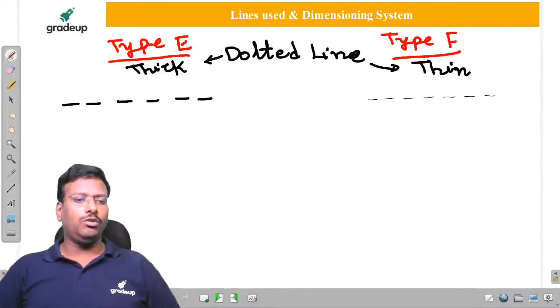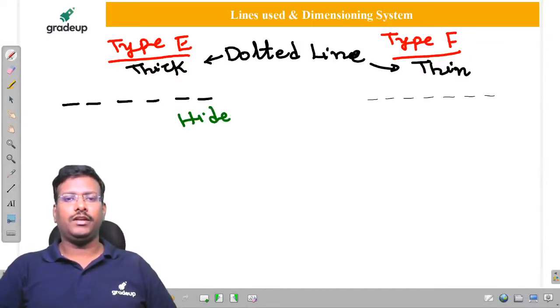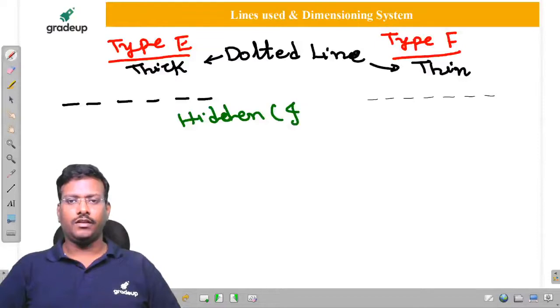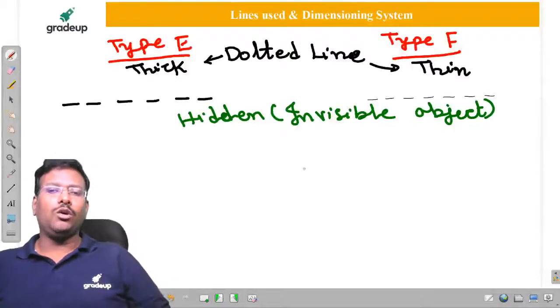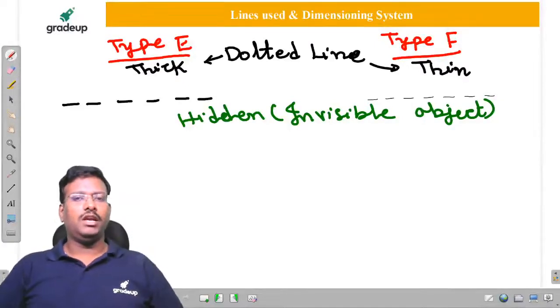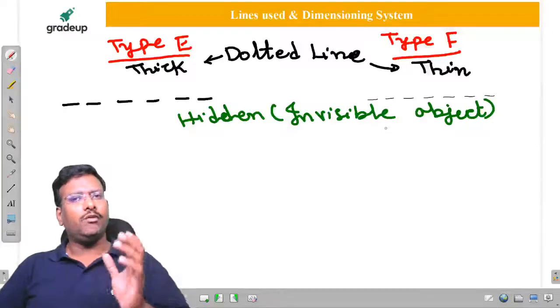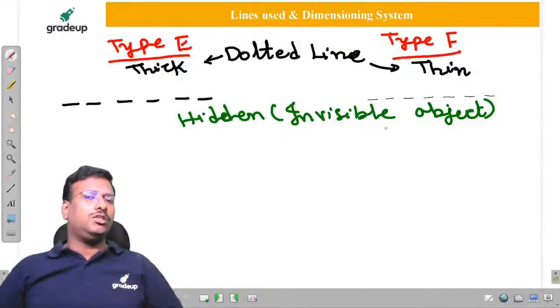But where are we going to use this, sir? These two are used to represent hidden or invisible objects. In order to represent hidden or invisible objects, we are going to use dotted lines. Sir, what is the difference between these two? In your first year stage, you came across thick dotted lines only. Thin dotted lines you have not come across.